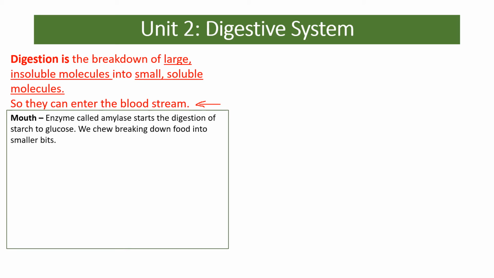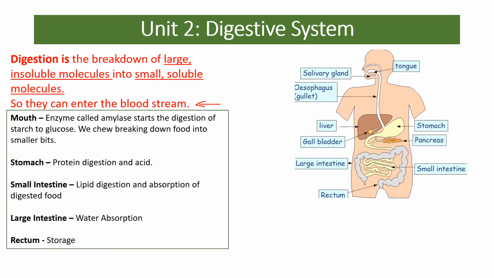And we need to know what different bits of the digestive system do. The mouth starts the digestion with an enzyme called amylase, which digests starch into glucose, and we also chew the food and manipulate it with our tongues, and that breaks the food into smaller bits. The stomach is where main protein digestion happens, and there's hydrochloric acid in the stomach, which kills bacteria and other pathogens that could potentially make us ill. There is the small intestine where fats or lipids are digested and we absorb that digested food. There is the large intestine where water is absorbed, and then storage happens in the rectum.